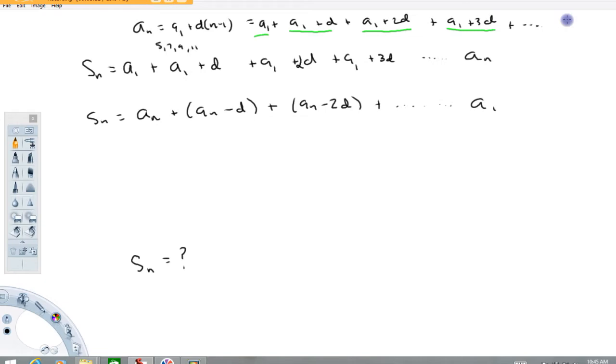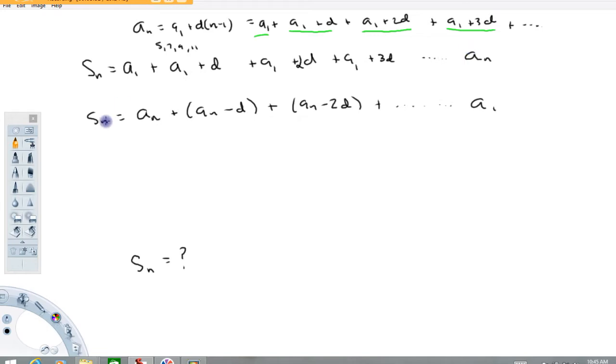All right, now if I were to write out a formula for the sum of that sequence, that would be A1 plus this green one, A1 plus D, plus this green one, A1 plus 2D, and so forth. And this would go on and on until we get to the last one here, which I'm just going to call A sub n.